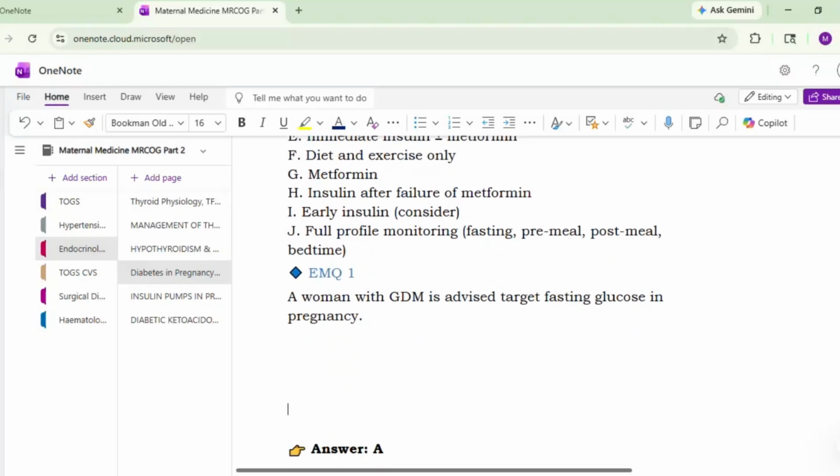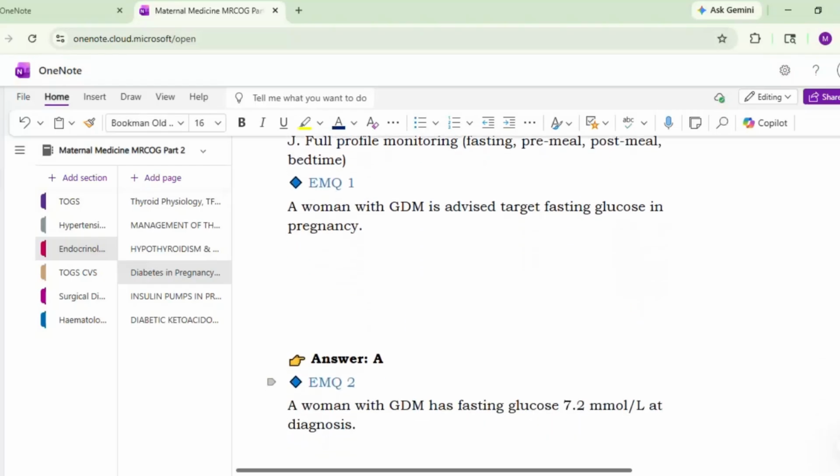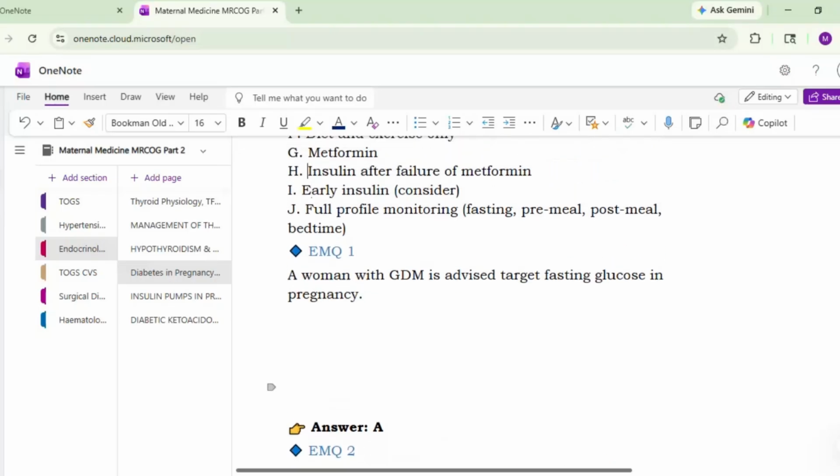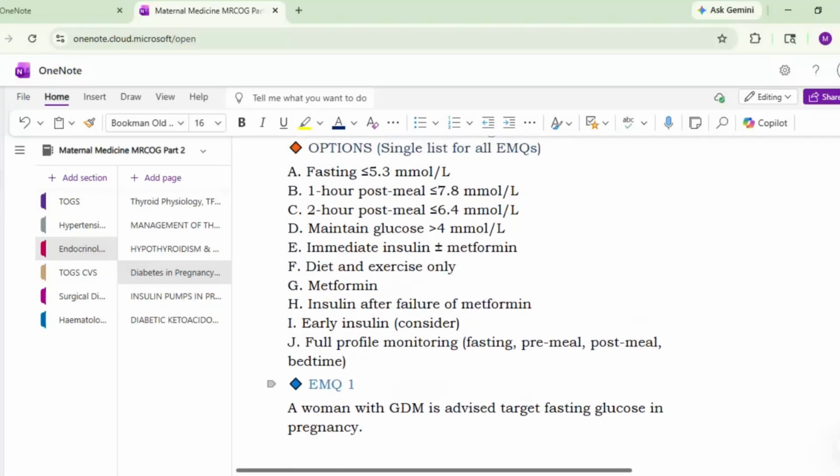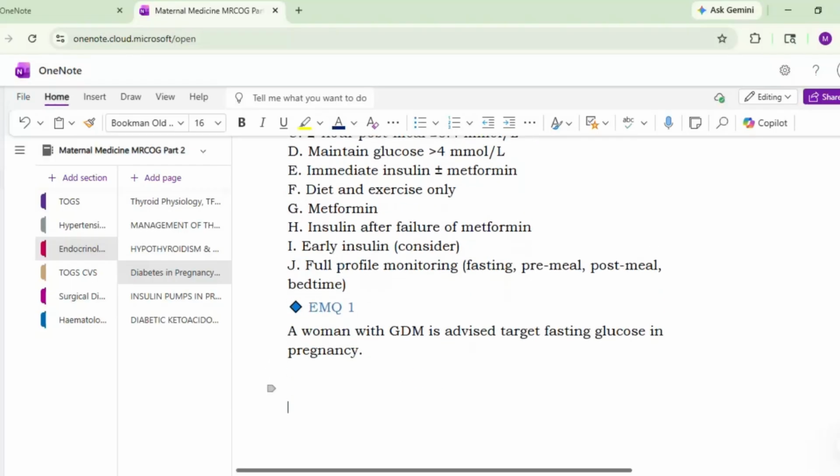Next. A woman with GDM has fasting glucose of 7.2 millimole per liter at diagnosis. Fasting 7.2, it is E: immediate insulin plus or minus metformin.